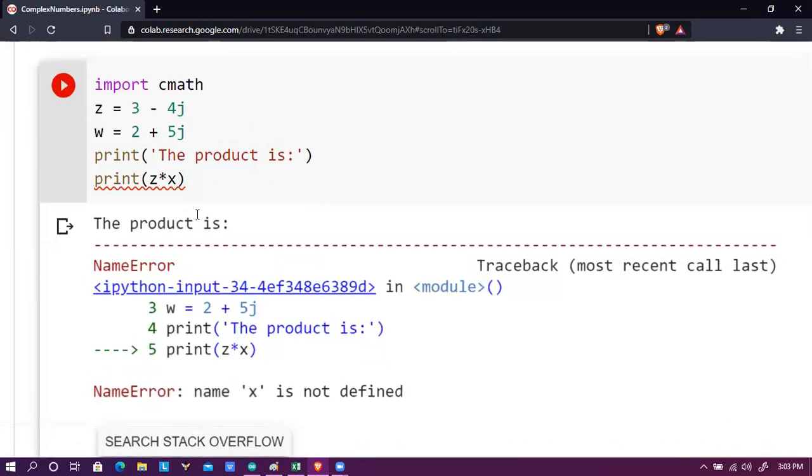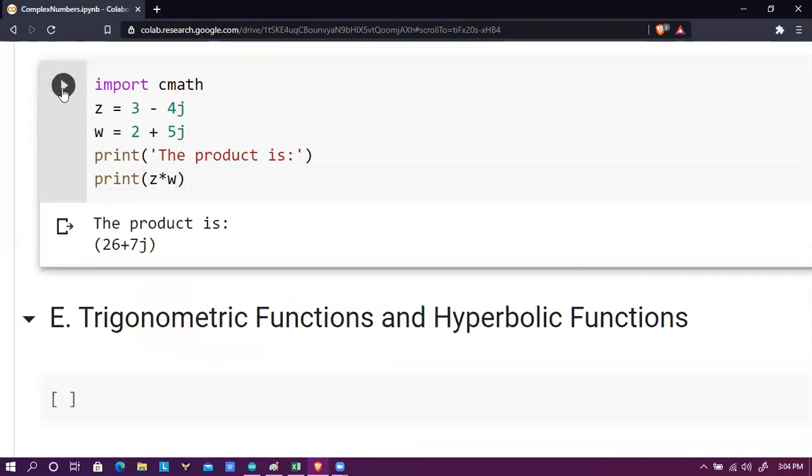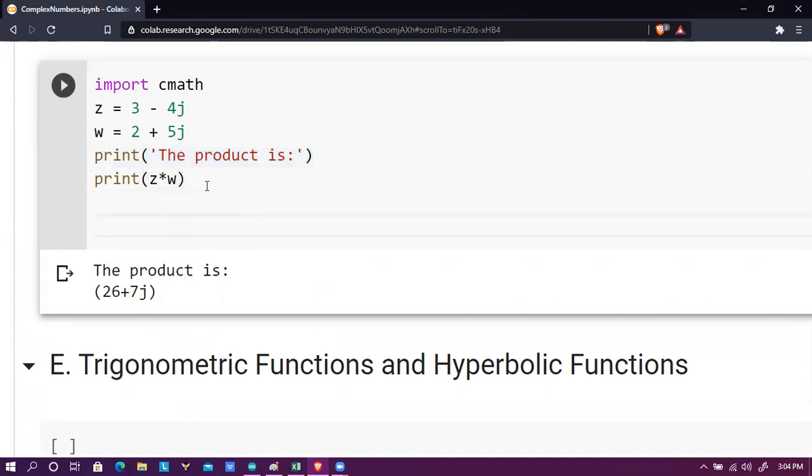Oh, no, what is this? x is not defined. Okay, by the way, x is not defined here. This is w, z and w. Okay, that's it. Now the product is equal to 26 plus 7j. You cannot directly print the product in your print function, so it should be outside the print function. That's how you print the product.